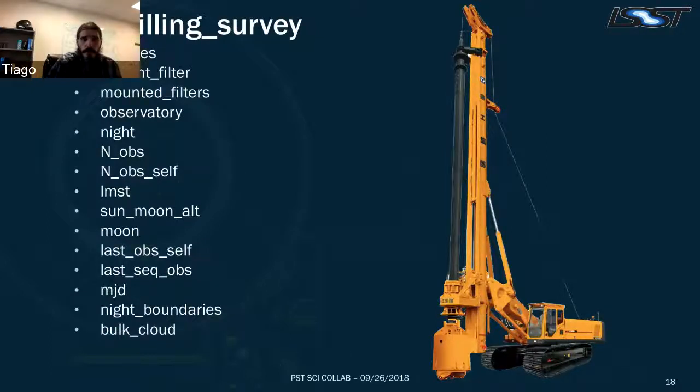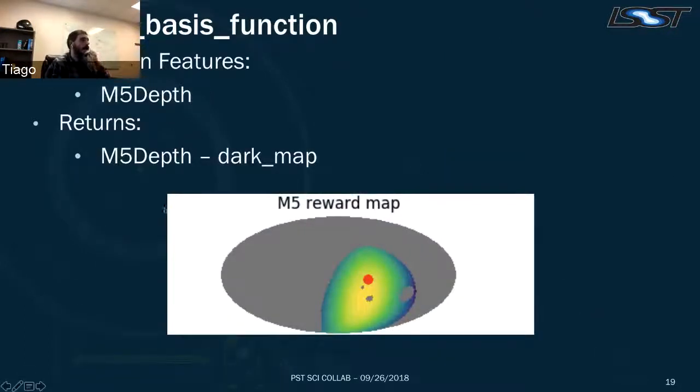So now, just to illustrate some of the basis functions, I selected three different basis functions: one with only conditions features, one with only survey features, and one with both, just to show that the basis functions can be simple enough, and they can also be complicated. So this is the M5 basis function. We basically pass the condition of the 5 sigma depth across the sky, and it will return a reward map, which is basically the difference between the 5 sigma depth and the darkest that that position of the sky can be. So, a very simple basis function.